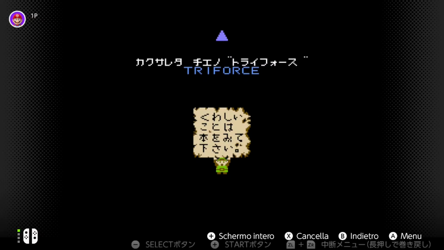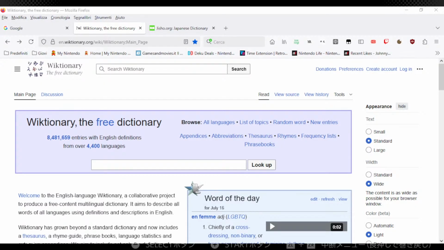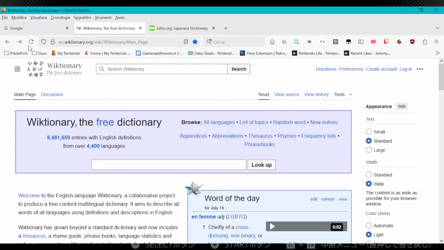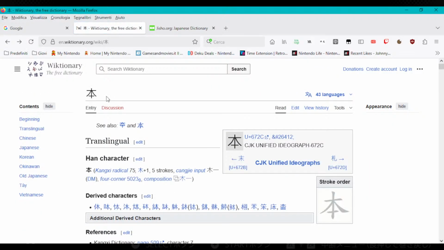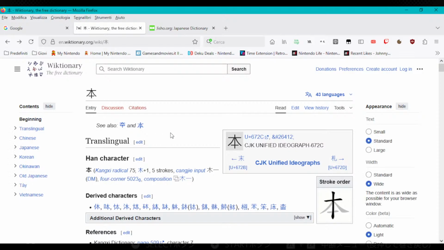Okay. Let's start with the one for book. Actually, before seeing this one, we see another kanji, which is the base for this one.